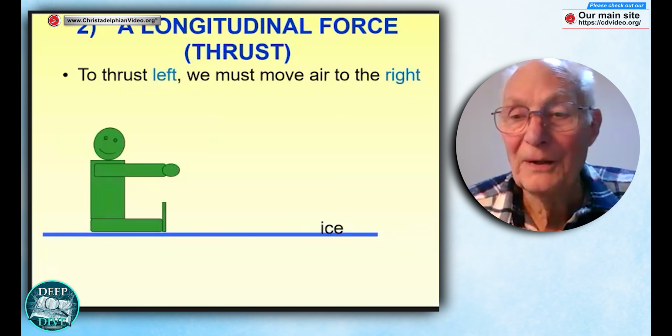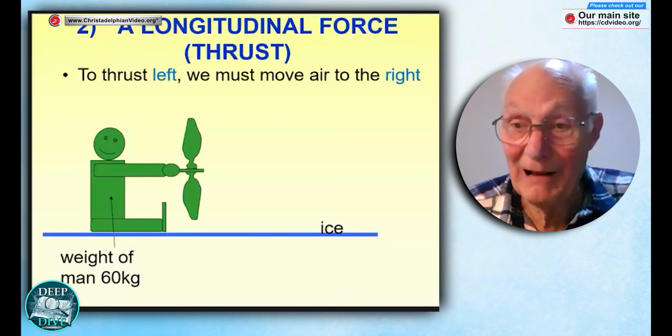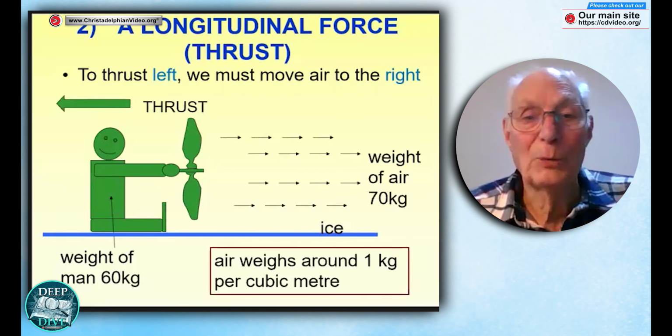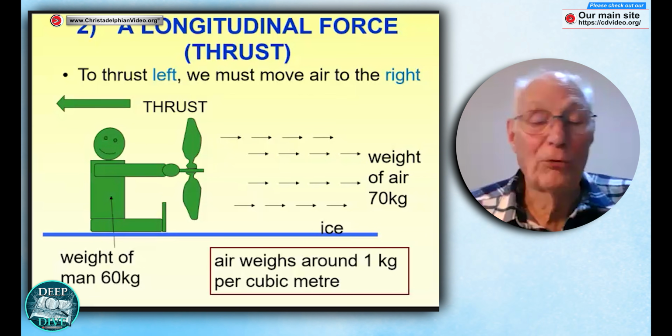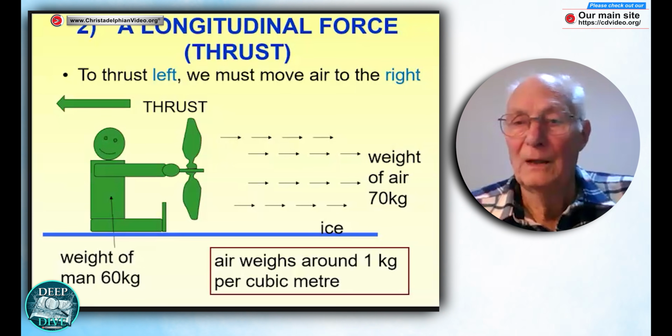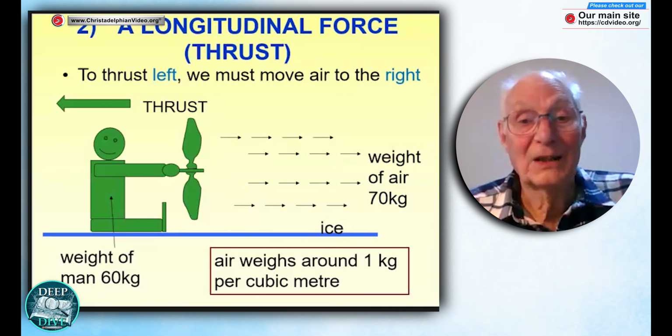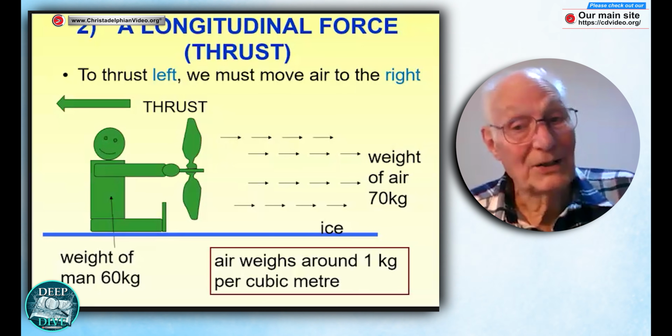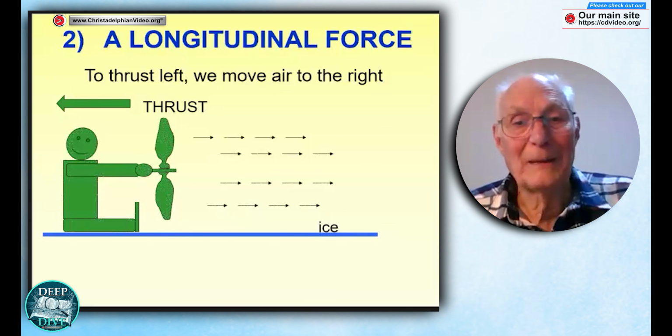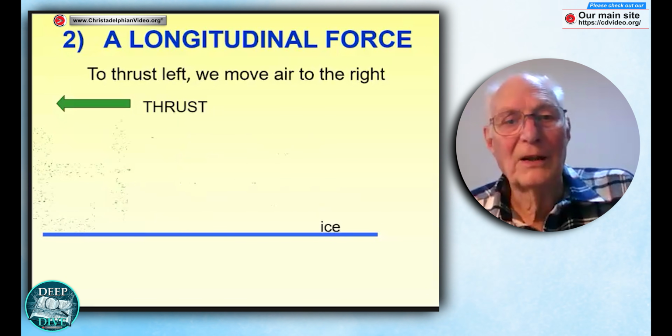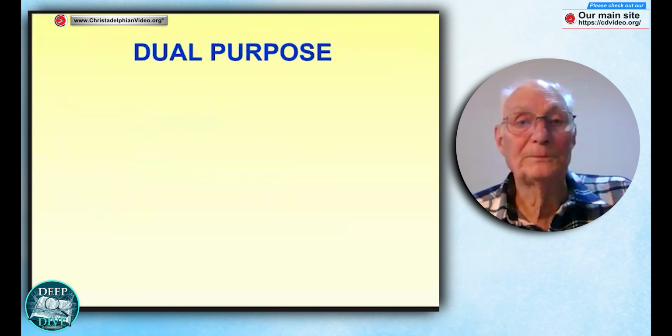Here's my little man sitting on a smooth sheet of ice, and he's got a little fan in his hand. And if he weighs 60 kilograms, say, and he pushes air away from himself, weighing 70 kilograms, there will be a force to the left. He will start to move. You might say, surely air doesn't weigh anything. But the fact is, yes, it does. And 1 cubic meter of air weighs actually about 1 kilogram. So it's quite possible to move like this. So here's a little man moving air to the right, and he's disappearing off the screen to the left because of thrust, a sideways force.